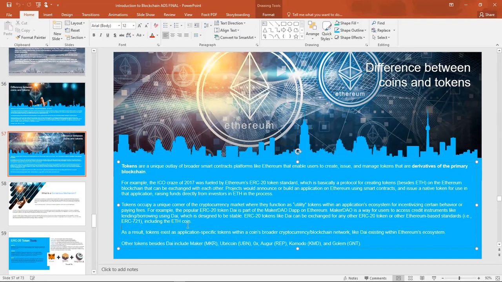And as a result, tokens exist as application-specific tokens within a coin's broader cryptocurrency blockchain network, like DAI existing within the Ethereum ecosystem. So there are other tokens beside DAI. Those include Maker. We have Ubricoin, we have 0x, we have AGA, we have Komodo, and we have Golem. For something like Komodo, they normally have the Komodo exchange.